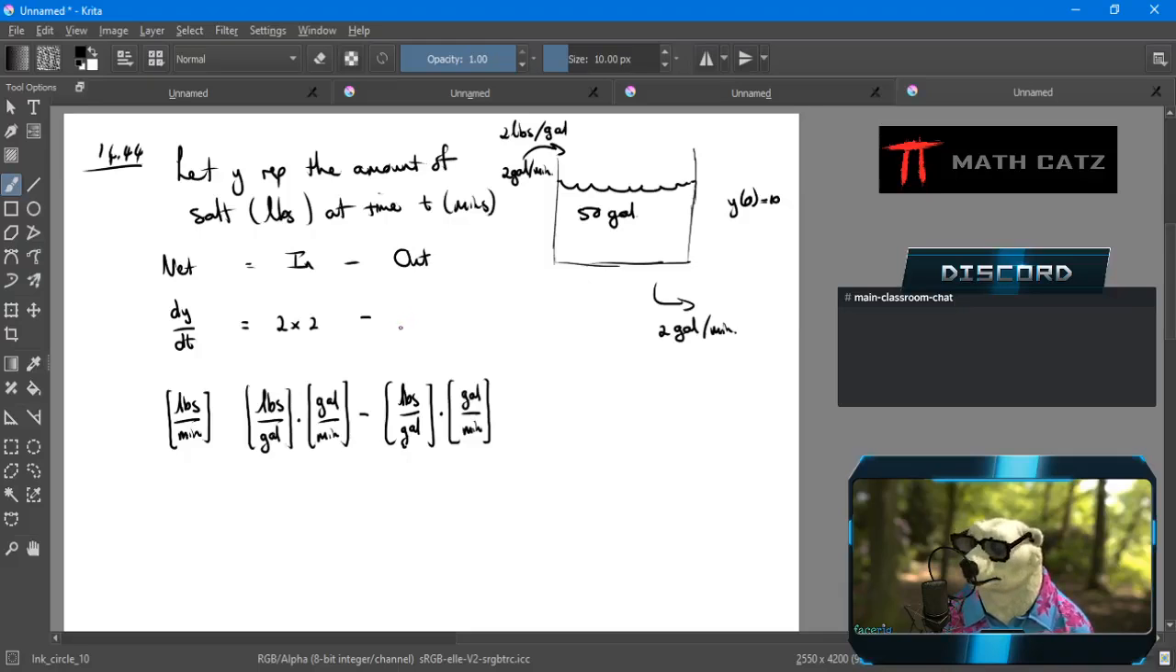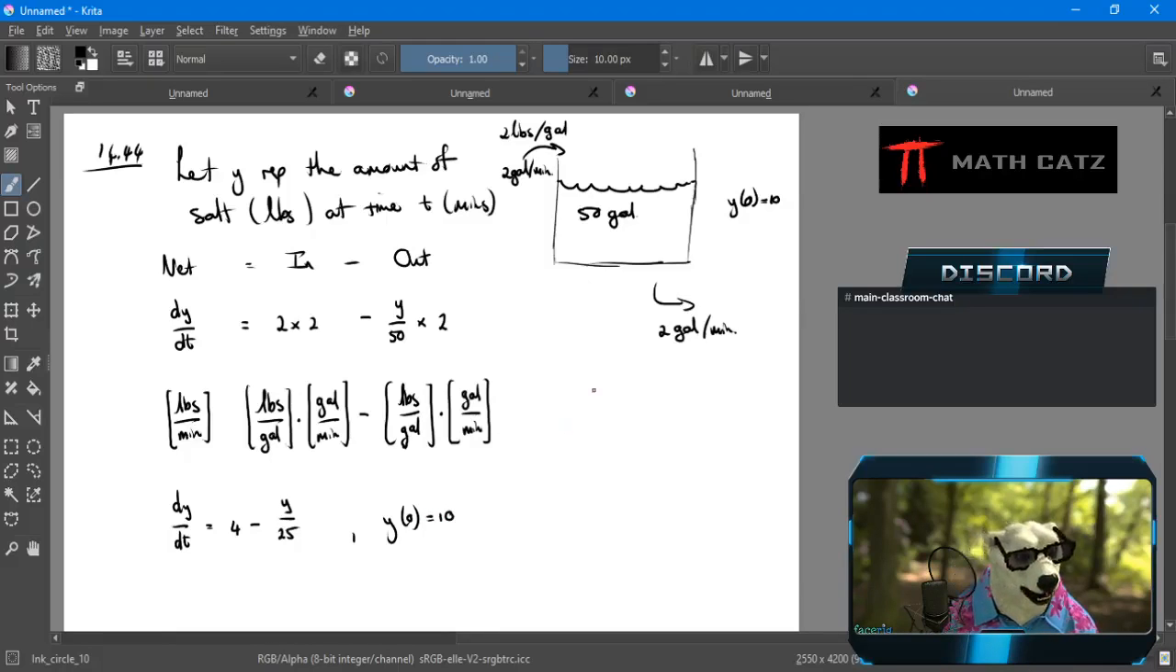Pounds per gallon, well, in the 50-gallon mixture, I have Y pounds. So it's going to be Y over 50 pounds per gallon, the actual salt per gallon, times 2 gallons per minute flow rate. And there we have our differential equation. So dy dt equals 4 minus y over 25 will simplify, and our initial value is 10. There we go.